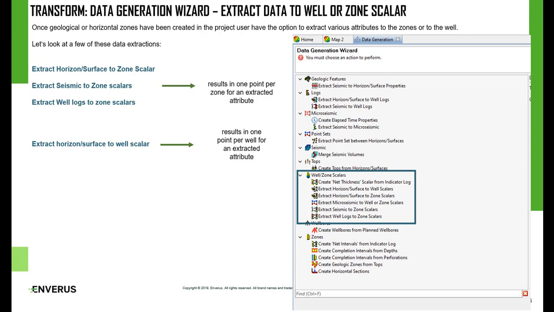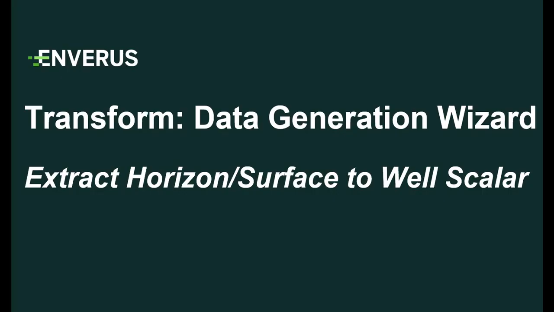First, you have Extract Horizon Surface to Zone Scalar, Seismic to Zone Scalar, and Well Logs to Zone Scalars. This will result in 1 point per zone for an extracted attribute. Extract Horizon Surface to the Well Scalar will result in 1 point per well for an extracted attribute. And you can see here I've highlighted the well and well zone scalar attribute extractions in the Data Generation Wizard. Let's go review a few of these workflows.